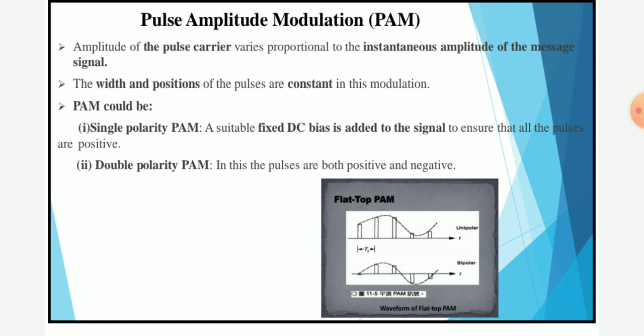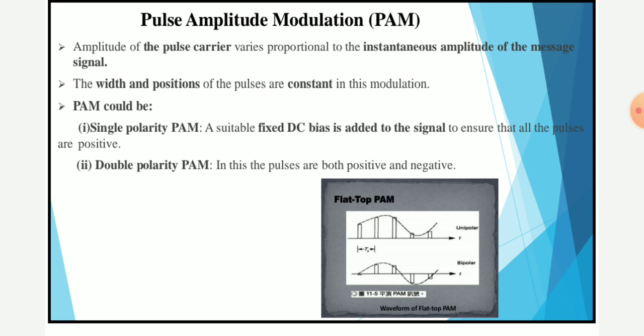This PAM can be implemented in two different ways. One is single polarity PAM, where a fixed DC bias is added to the signal, so that every pulse generated will be above this fixed DC point. Let us consider a signal consisting of only positive pulses, as shown in the diagram. It is also called unipolar PAM, which means only one polarity will be present. All the pulses will be in the positive direction.